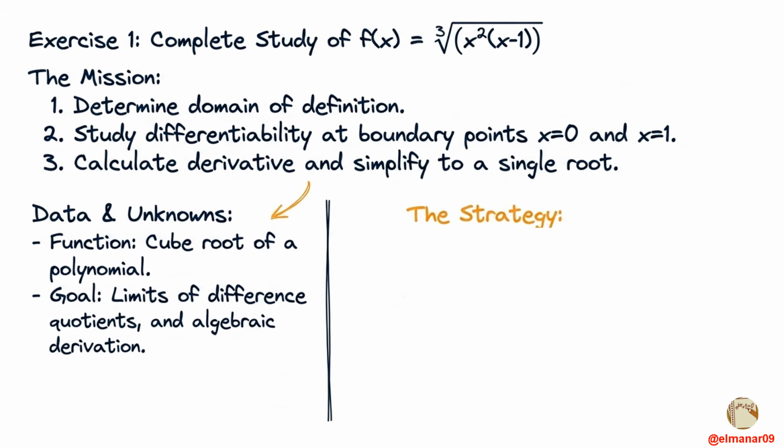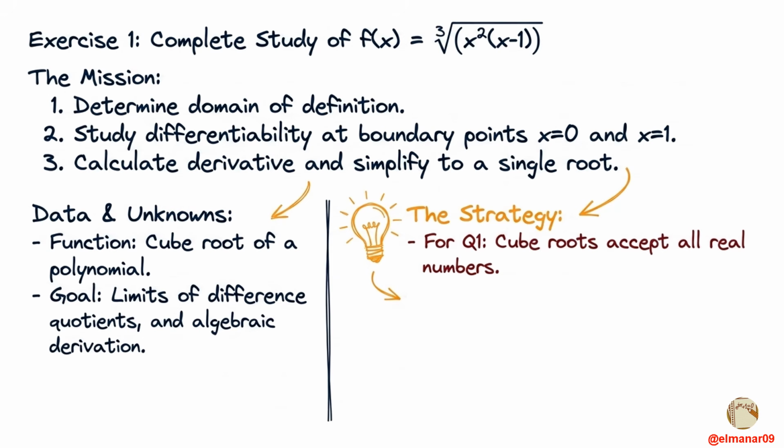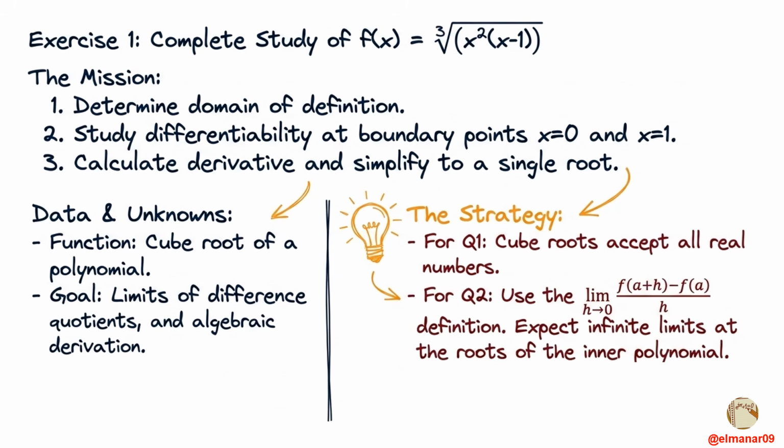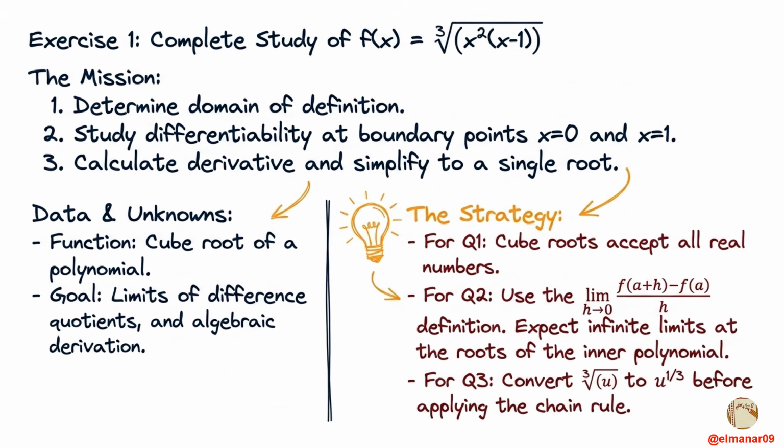The strategy: for Q1, cube roots accept all real numbers. For Q2, use the limit as h approaches 0 of f of a plus h minus f of a divided by h definition. Expect infinite limits at the roots of the inner polynomial. For Q3, convert cube root of u to u to the 1/3 before applying the chain rule.